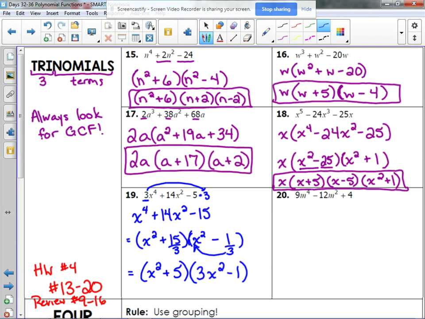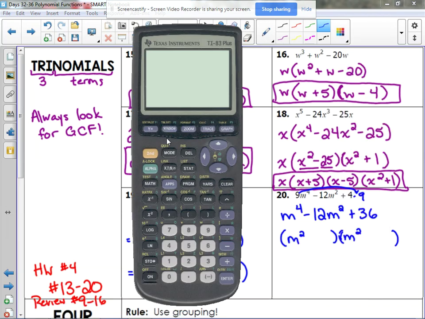They don't all have the variable. They're not all divisible by the same number. So let's use slip, divide, slide. So we slip the 9 to the end. We've got m to the 4th minus 12m squared plus 36. So m squared times m squared is m to the 4th. We need factors of 36 that add to give us 12.